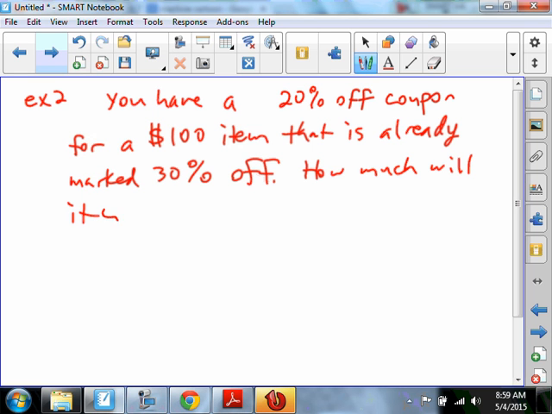Now, I have seen enough practice tests on the OGT to know that this is an OGT test question. I've seen enough ACT tests to see that this is an ACT test question and everybody misses it. Well, not everybody, but about 85% of people will miss it. And again, we're not going to answer this one just yet. We'll come back to this one. But you have a 20% off coupon for a $100 item that's already marked 30% off. How much will it cost?